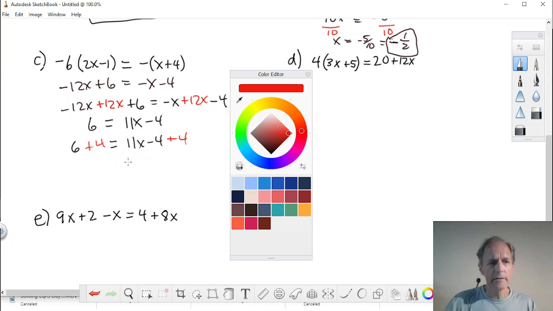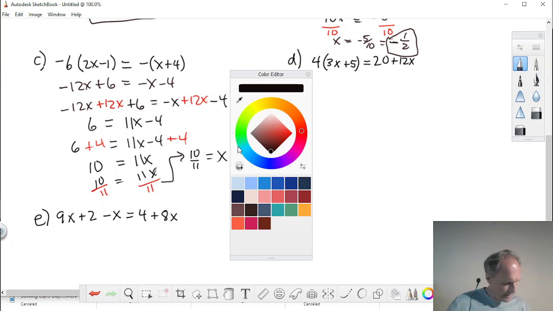Okay, so on the left, it's 10. On the right, 11x. Last step, divide both sides by 11, right? I'm running out of room here, so I'm going to go ahead and continue right here. On the left, 10 elevenths. On the right, it's x. And that one is already in lowest terms, so we don't have to reduce it.